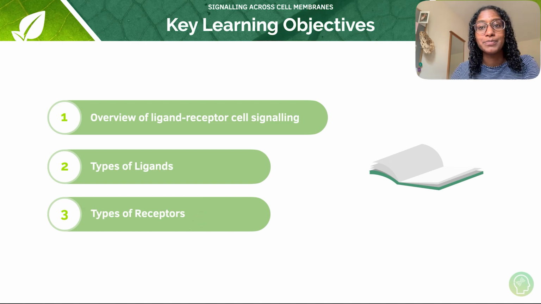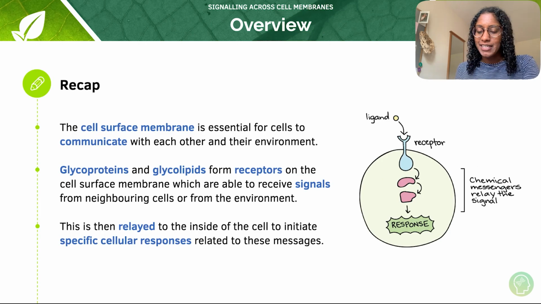So let's crack on. Just to recap, to get us all on the same page, the cell surface membrane is essential for cells to communicate with each other. So how does this occur? For example, glycoproteins and glycolipids form receptors on the cell surface membrane. Remember, glycoproteins are just carbohydrates with proteins attached, and glycolipids are carbohydrates with lipids attached. They form receptors on the cell surface membrane, as we can see here, which are able to receive signals from neighbouring cells or from the environment.